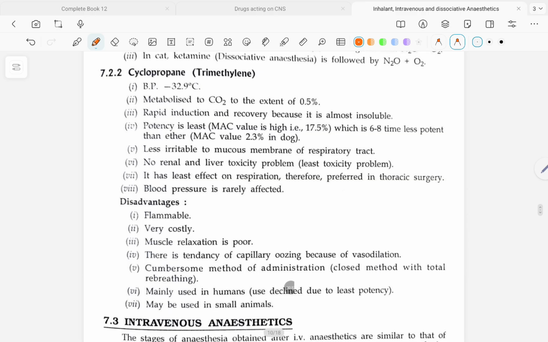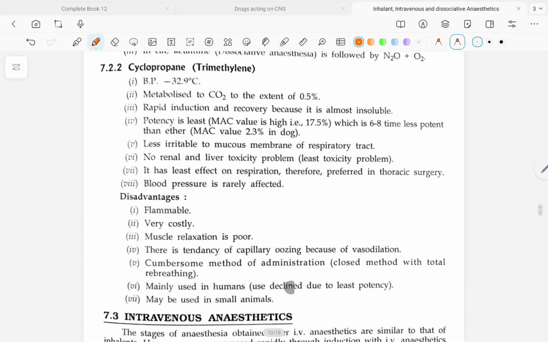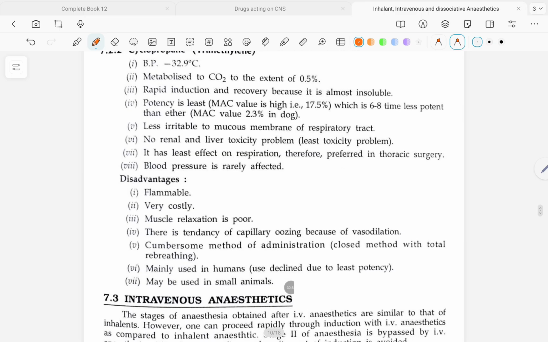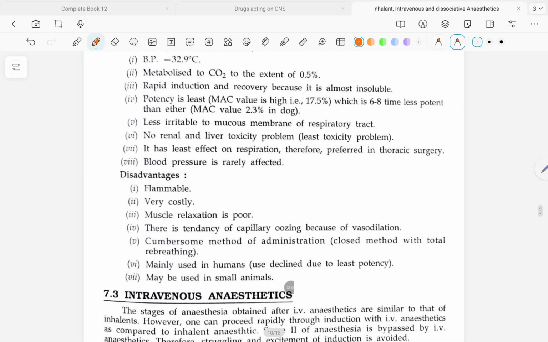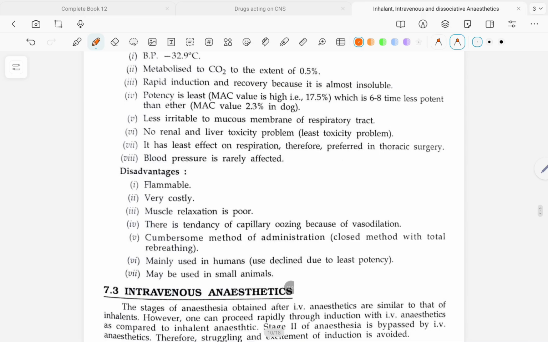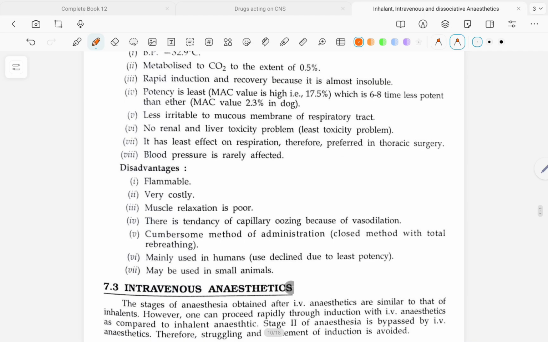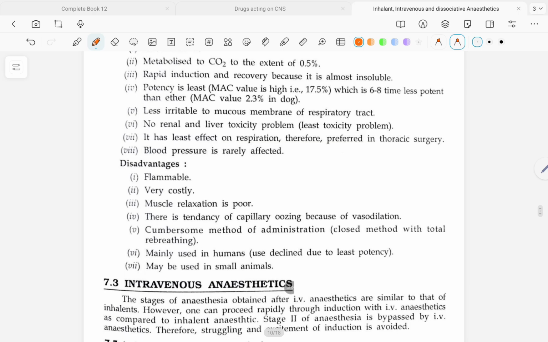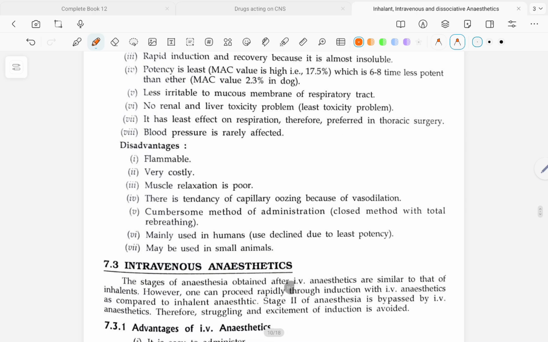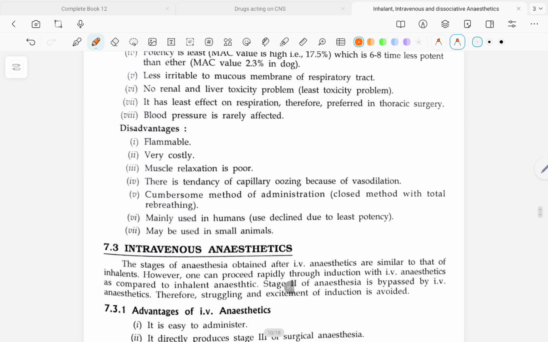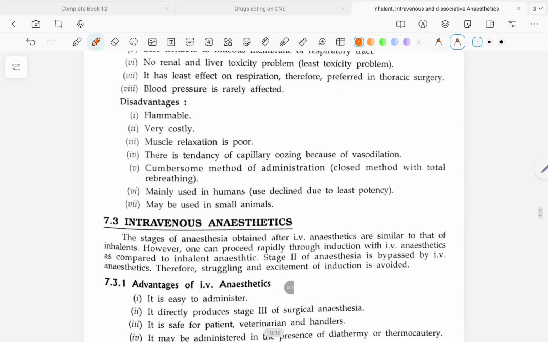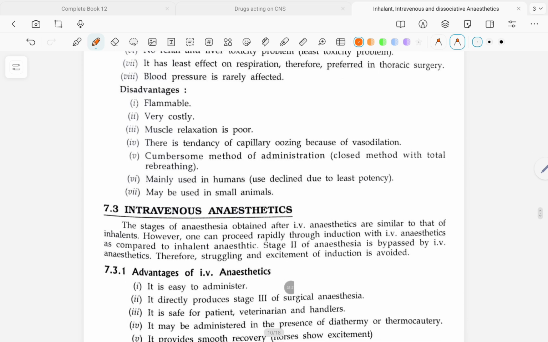Less irritable to the mucous membrane of the respiratory tract, no renal and liver toxicity problem. Least toxicity problem. It has least effect on respiration, therefore preferred in thoracic surgery. Blood pressure is rarely affected. Disadvantages: flammable, very costly, muscle relaxation is poor. There is a tendency of capillary oozing because of vasodilation.